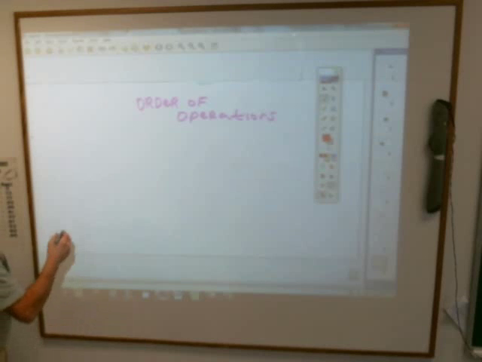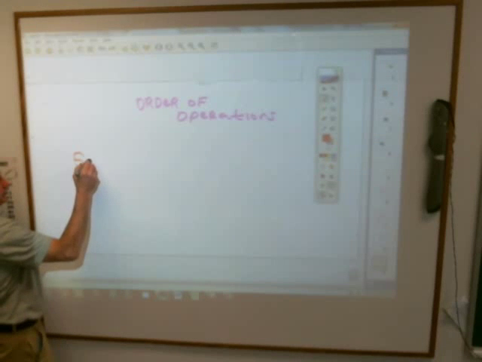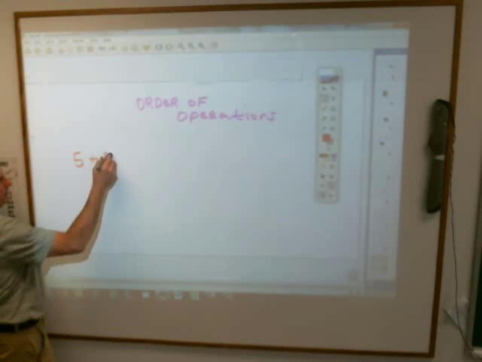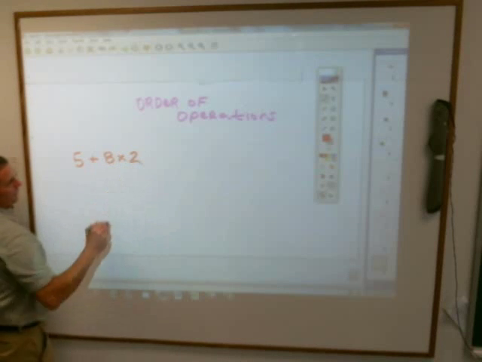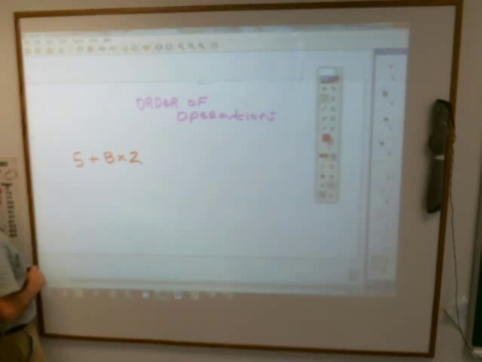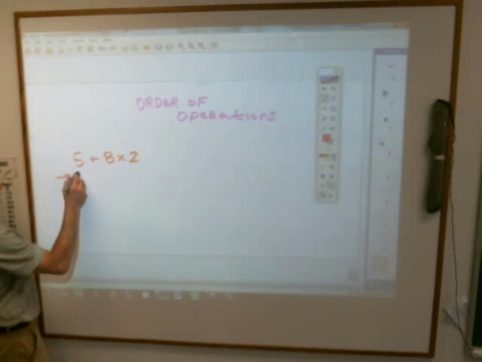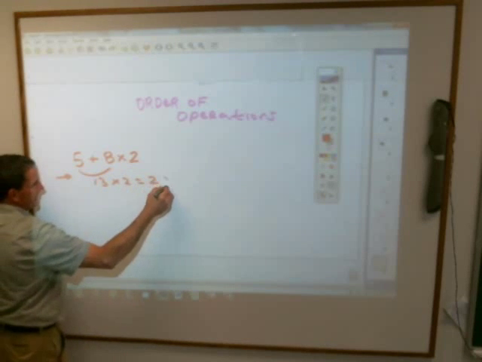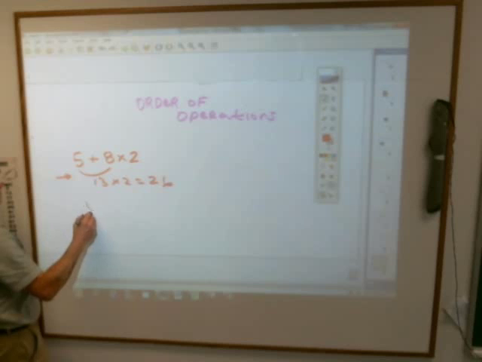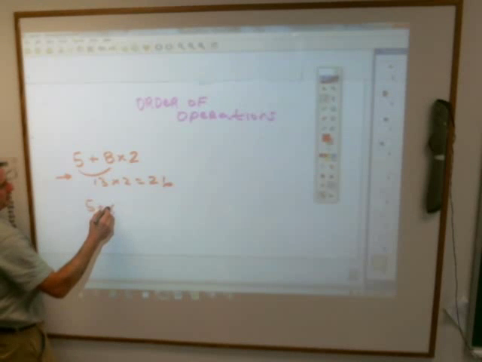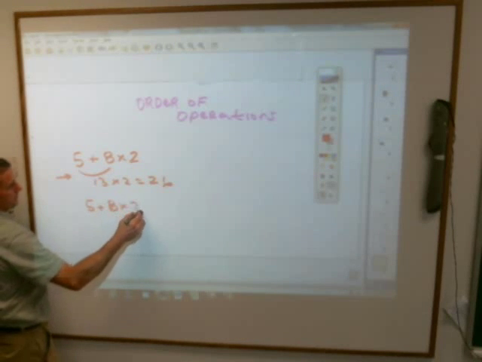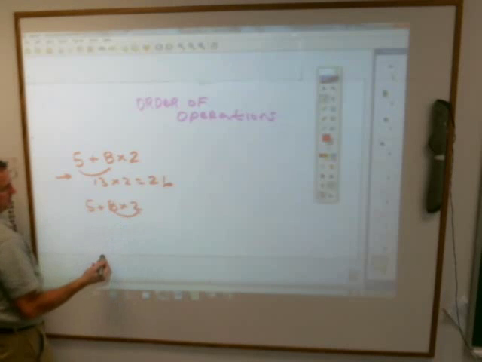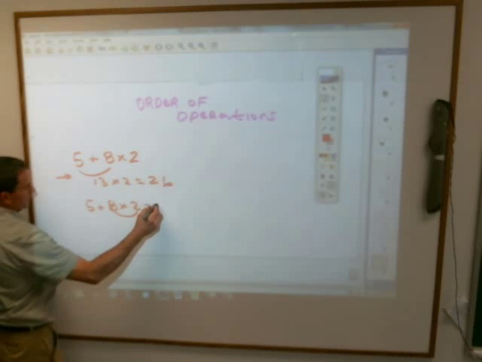For example, 5 plus 8 times 2. If I gave you that problem, you could do it from left to right. 5 plus 8 is 13. 13 times 2 is 26. And get that as an answer. Or some of you might like to get rid of the multiplication first. And 2 times 8 is 16, and 16 plus 5 is 21.